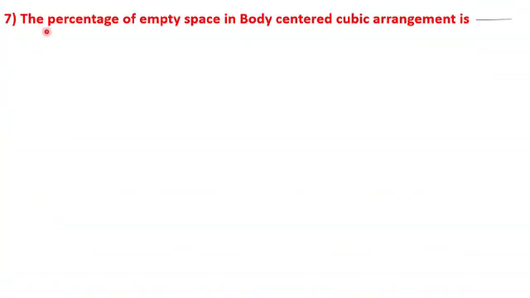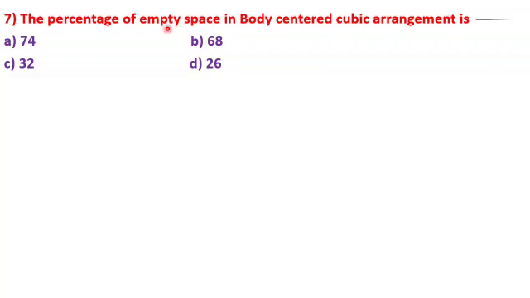Seventh question. The percentage of empty space in body-centered cubic arrangement is dash. Options: A 74, B 68, C 32 and D 26. So here you have to consider the packing efficiency. Packing efficiency is nothing but the percentage of total space filled by the particles. For body-centered cubic arrangement, you know that packing efficiency is 68. That means out of 100, only 68 percent is filled by the particles.